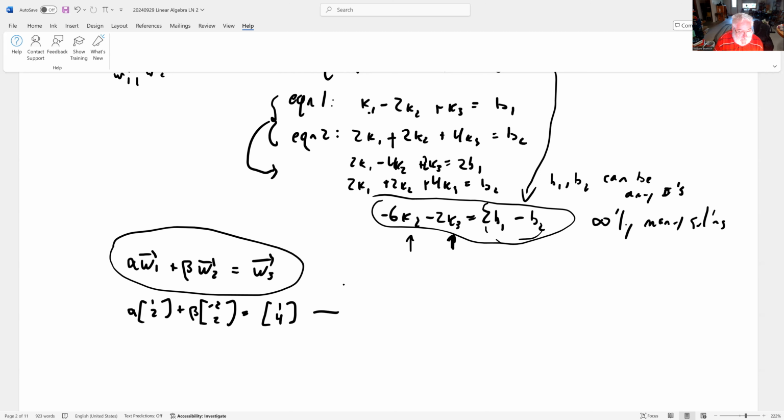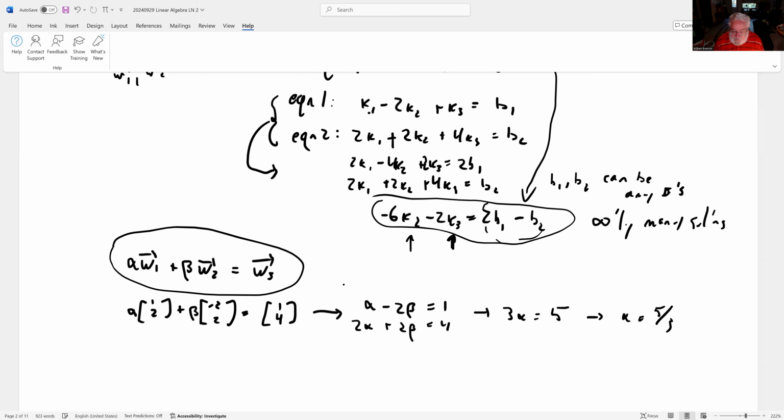And if we do our usual conversion to equations, it would be alpha times 1 minus 2 beta equals 1. And then the bottom row is 2 times alpha plus 2 times beta equals 4. Now, if we add these together, what do we get? We get 3 alpha equals 5, which tells me that alpha is 5/3.